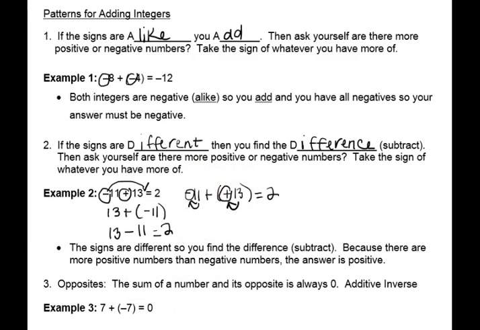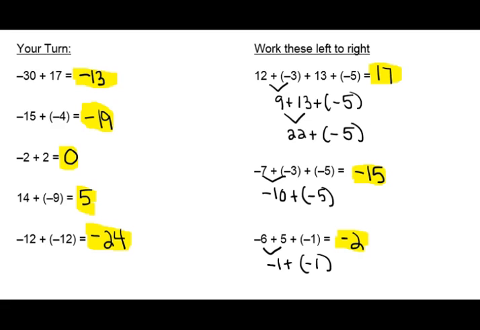Remember with opposites, the sum of a number and its opposite is always 0, additive inverse. So 7 plus negative 7 would equal 0. Go ahead and pause the video now and try the next section by yourself using these patterns. Let's see how you did.